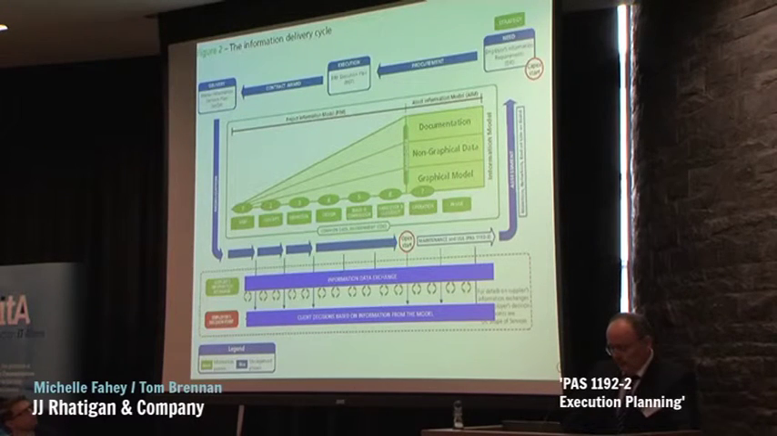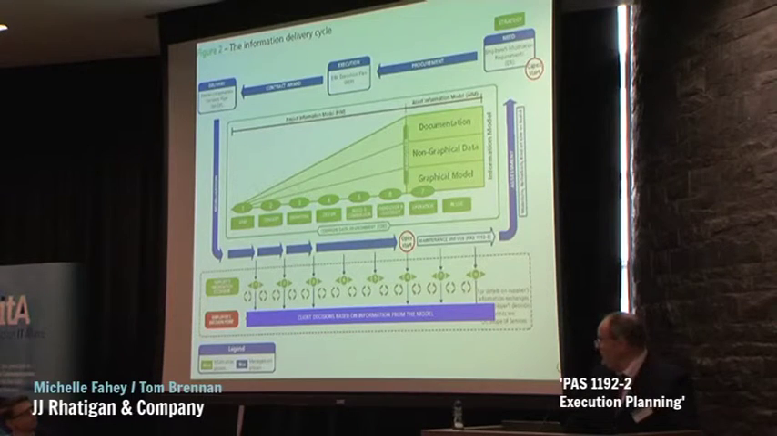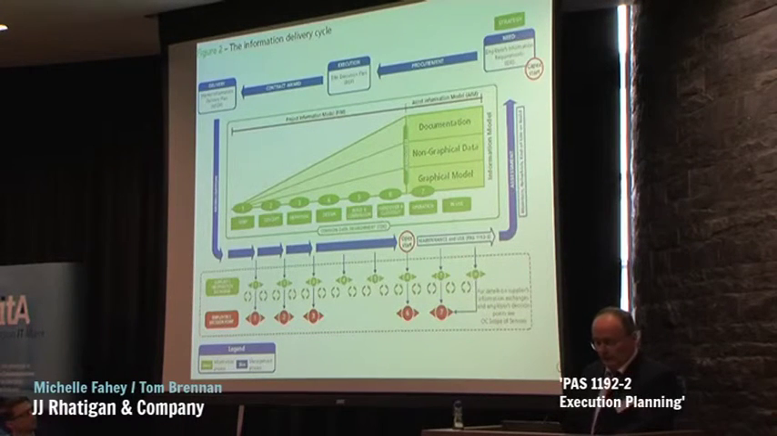The information data exchange is represented by the green footballs. What happens here is we have inputs and outputs from the BIM model. And then the last stage is the client decisions, which are based on information extracted from the model. So that's essentially the information delivery cycle in PAS 1192 Part 2.